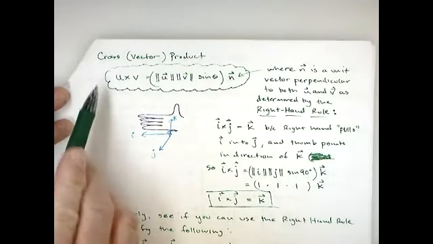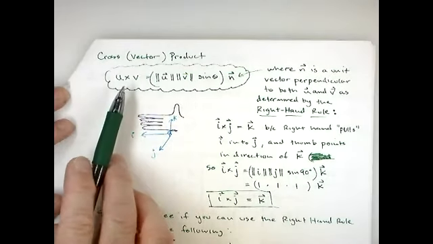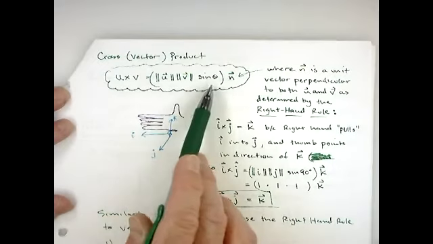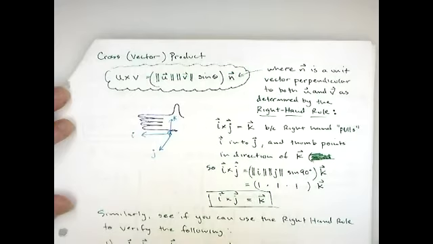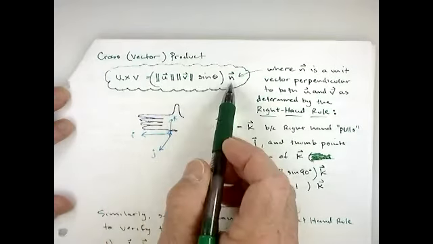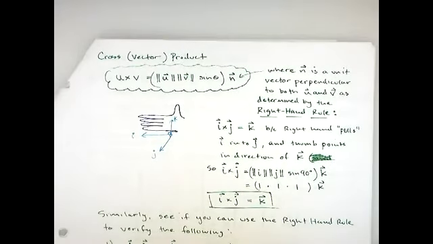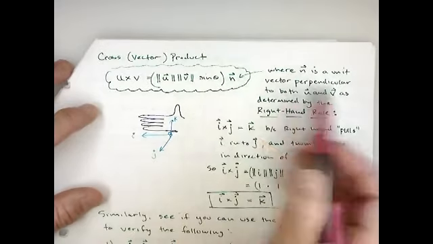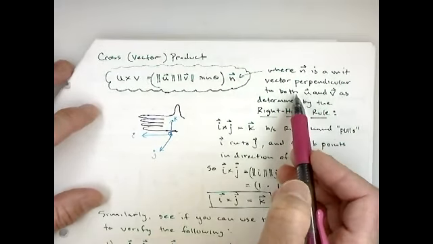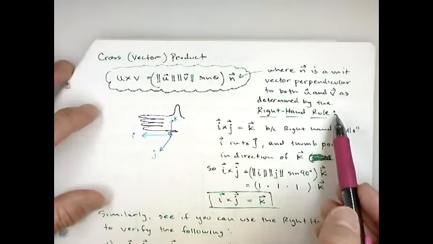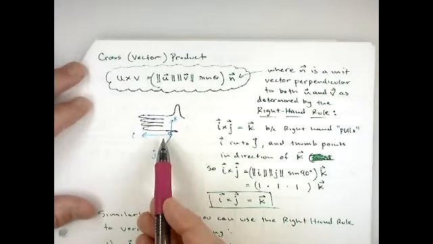If we have two vectors u and v, the cross product will be the magnitude of u times the magnitude of v times the sine of the angle between them. That alone is going to give you a scalar, this part right here. Then we multiply that by a vector n, where n is a unit vector that is perpendicular to both u and v, as determined by the right-hand rule. So we'll try to explain this here.